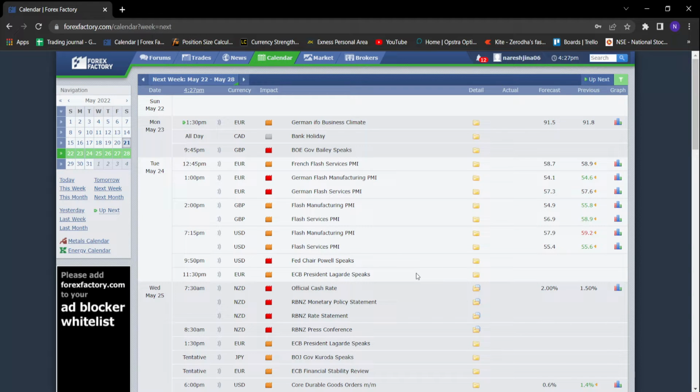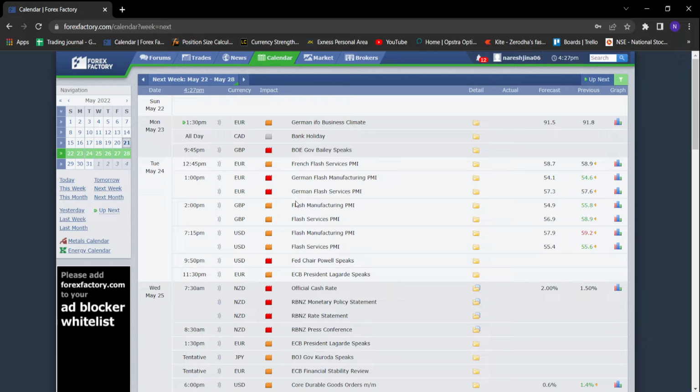On Monday we have a bank holiday for Canada, so we will not be expecting a lot of movement in CAD on Monday. We also have news on GBP at 9:45 p.m., and a governor speech.